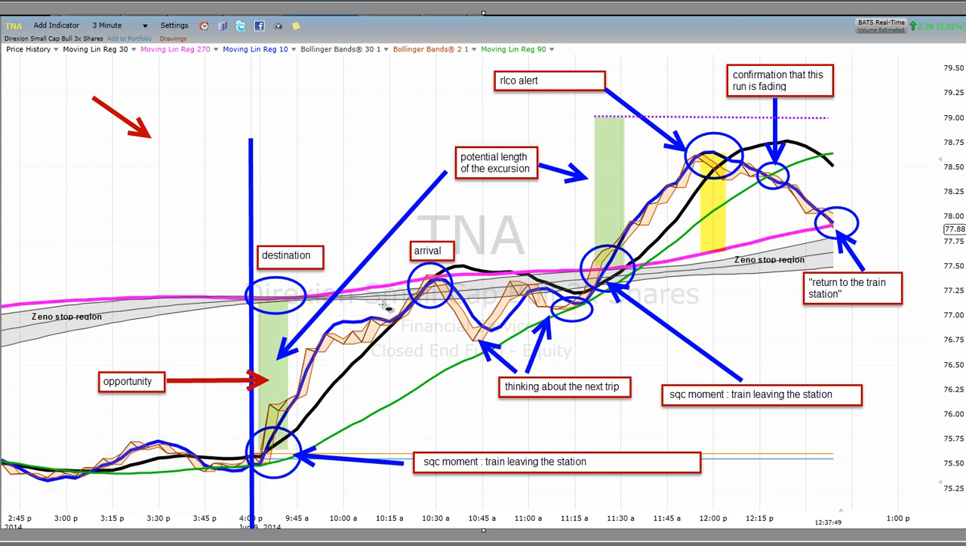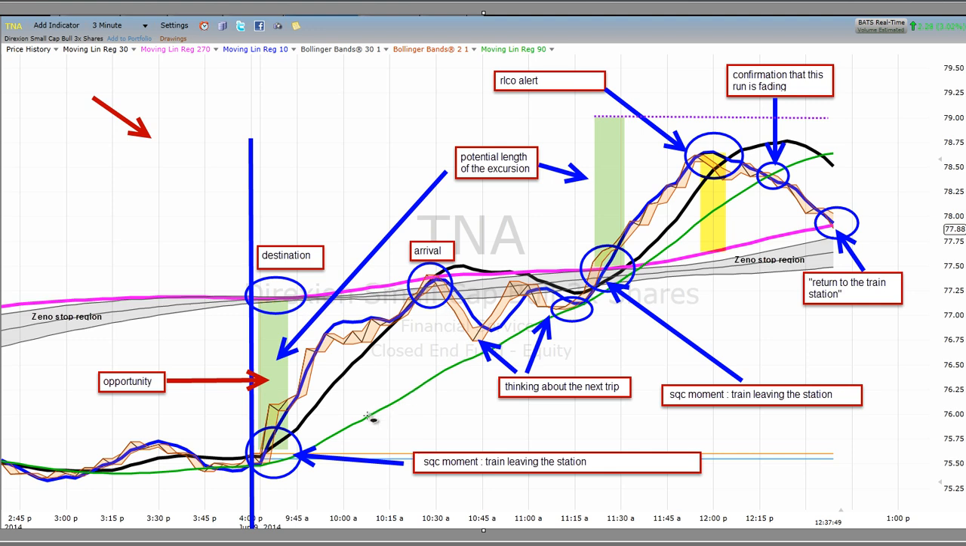Okay, so this is the TNA trade today, and so it opens low, and we see this as the opportunity from the 10 to the 270. I think of that as an SQC moment, the train leaving the station, and then the destination being the return to the 270. This one actually moved out nicely and was very efficient, and it arrived at the station here at the 270, and the impetus is gone.